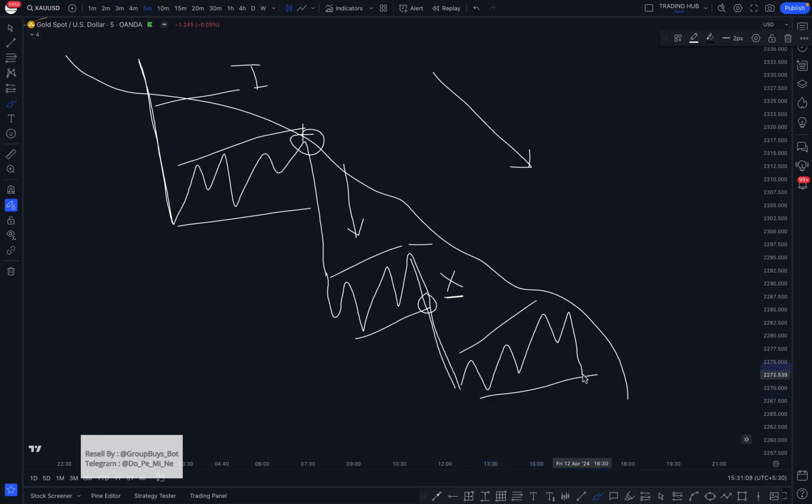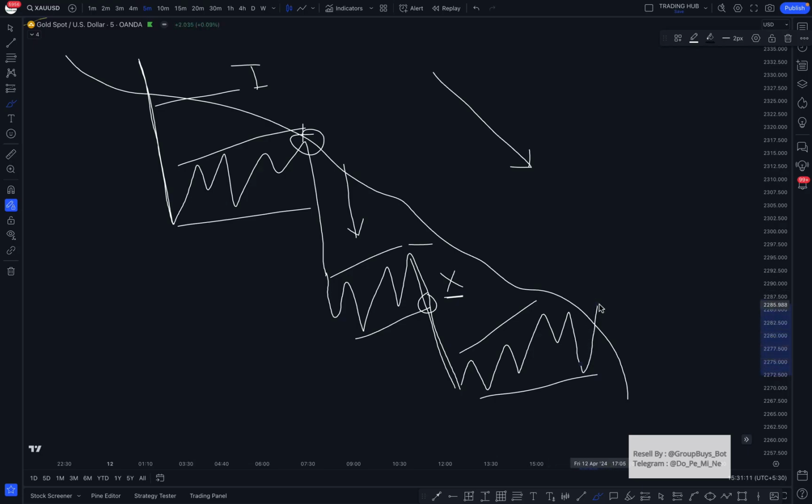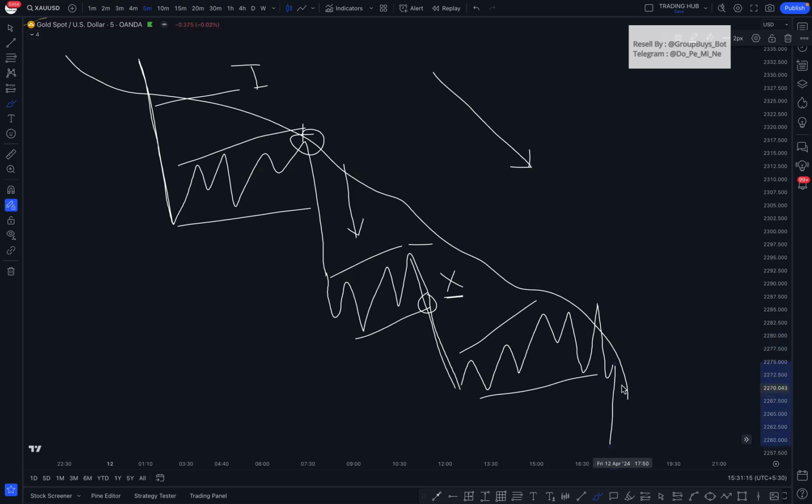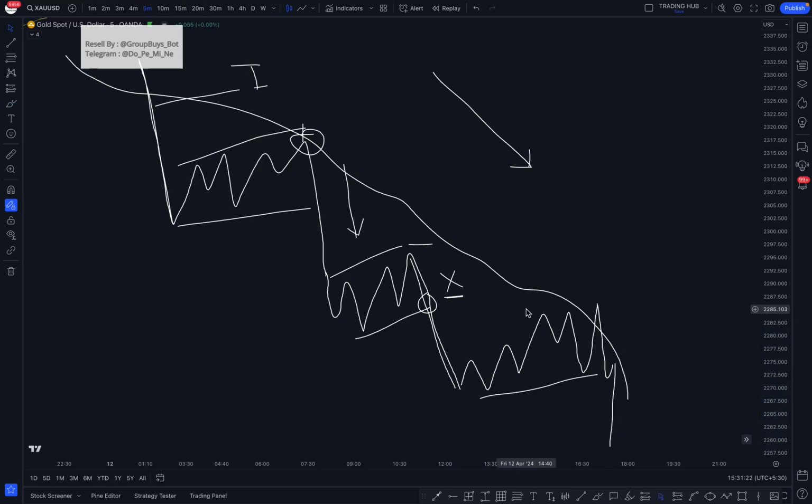We can sell if the market reacts from this point and then creates any bearish indication. Then we can expect a downside move right here. So this is the process to apply the exponential moving average on a chart pattern, and then you can trade. I hope you understand what I'm trying to explain here. I will show you some examples on a live chart, then you can understand very easily.